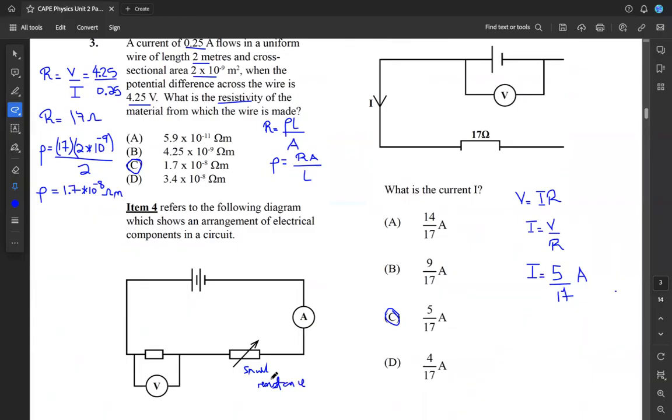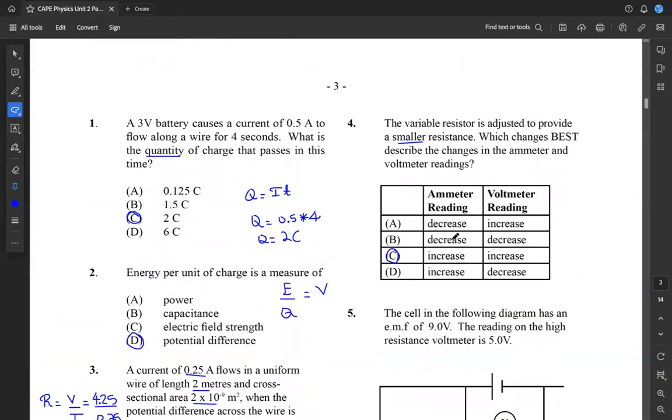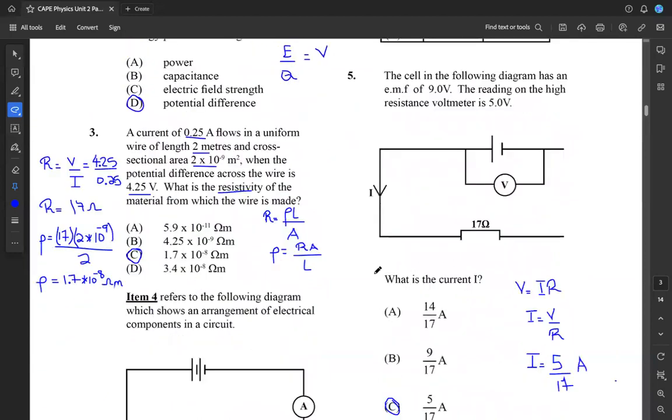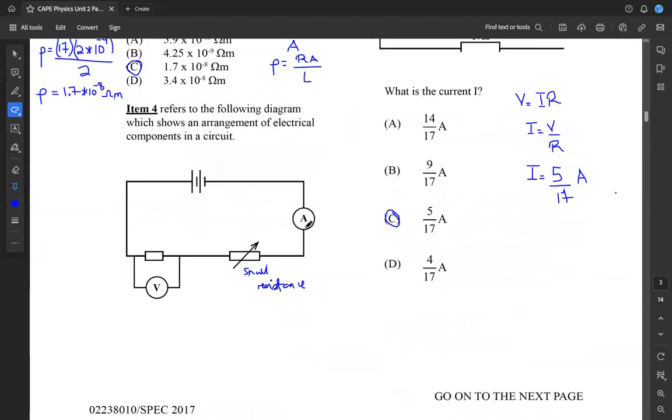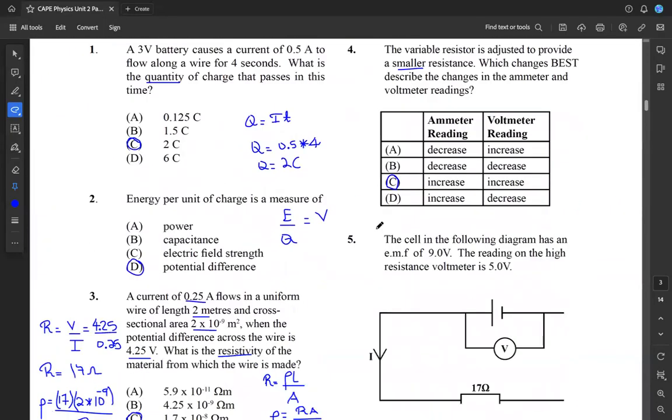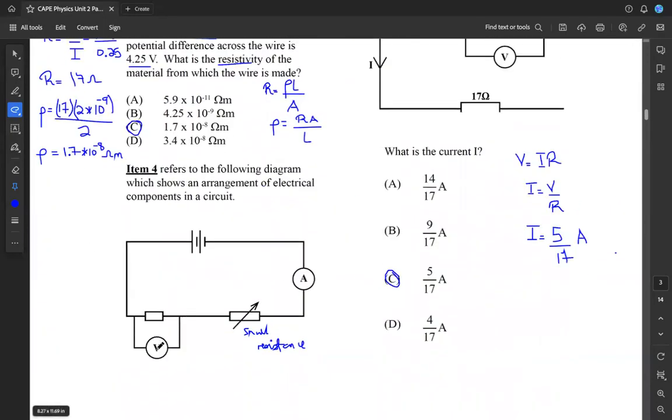Okay? So then the question is asking us now, which changes best describe the changes in the ammeter and voltmeter readings. So remember, we have this ammeter in series with our variable resistor. And so if there's a small resistance here, then there's going to be a lot of current. There's going to be an increase in the amount of current that's going through our ammeter. And by that same token, the voltmeter reading is also going to increase.